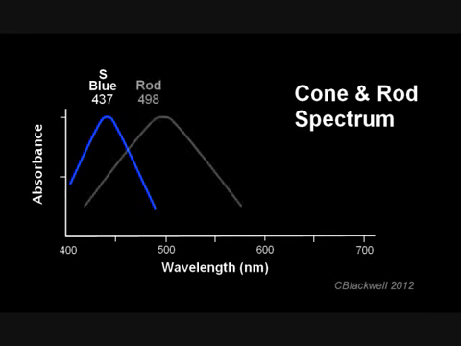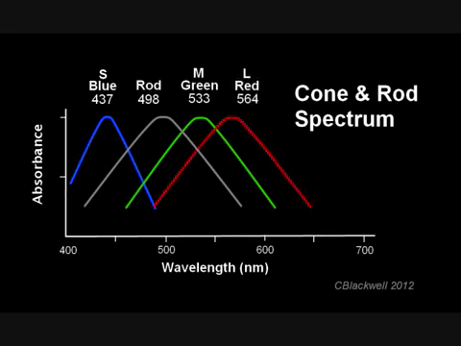Here is the peak of rod sensitivity, but rods don't contribute to color vision. The green sensing cone operates in the middle wavelengths, so it is called an M cone. Peak sensitivity is 533 nanometers. Toward the red end, this cone senses longer wavelength light, so it is called an L cone. Peak sensitivity is 564 nanometers. Note how the range of each cone overlaps the others.